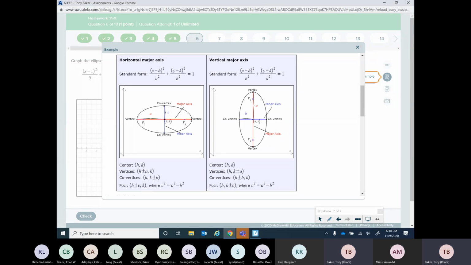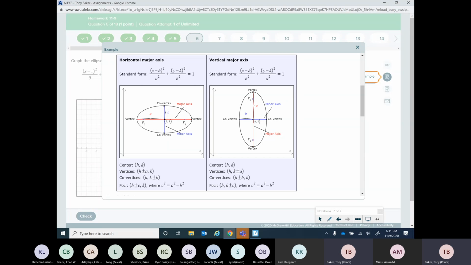So unlike a circle, where a circle is basically the exact same all the way around, that's why it's a circle, an ellipse can have either a horizontal or vertical major axis. So it can be pulled one direction or the other. The formulas for them are basically the same with slight differences.